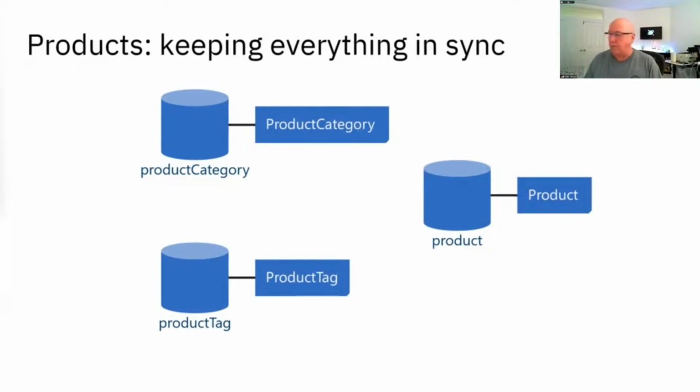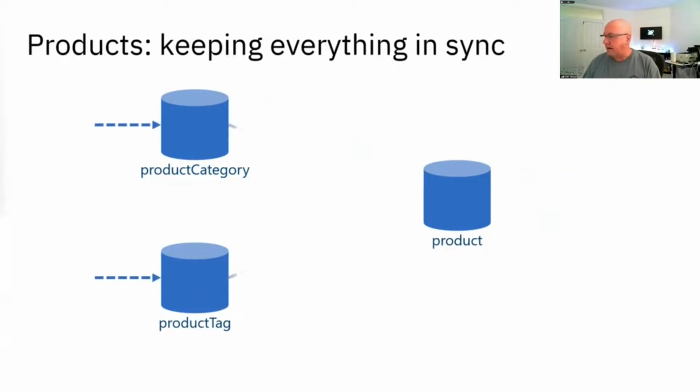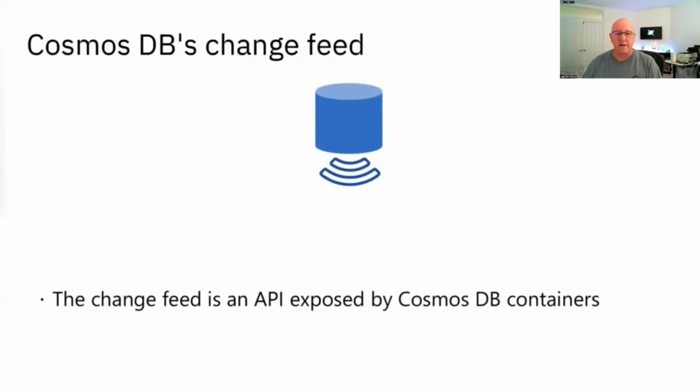So now we've denormalized and materialized our category name and our tag name in our product tables. So when we need to create a new product, we need to populate these additional properties. But what if I rename a category, or rename a tag? How do I manage that referential integrity between these containers? Well, it turns out Cosmos DB has a really good way of handling that, and it's called change feed. Change feed is an API, and it lives within every Cosmos DB container. Well, technically, it lives within every physical partition, but let's ignore that for the moment.